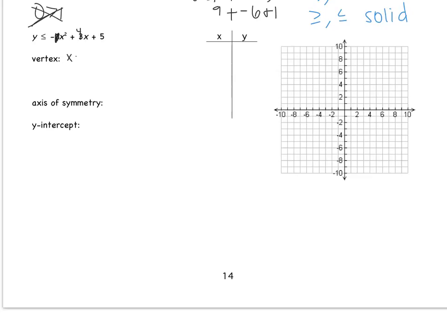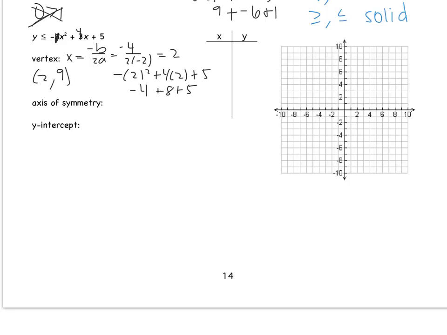Starting with your vertex, our vertex is going to be negative b over 2a, which is negative 4 over 2 times negative 2, which is just 2. So our vertex is 2 comma some number. Now to find the y value, we have to substitute that 2 back in. So I get negative 2 squared plus 4 times 2, add 5. So this is negative 4, add 8, add 5. Negative 4 add 8 is 4. 4 add 5 is 9. So our vertex is 2 comma 9.